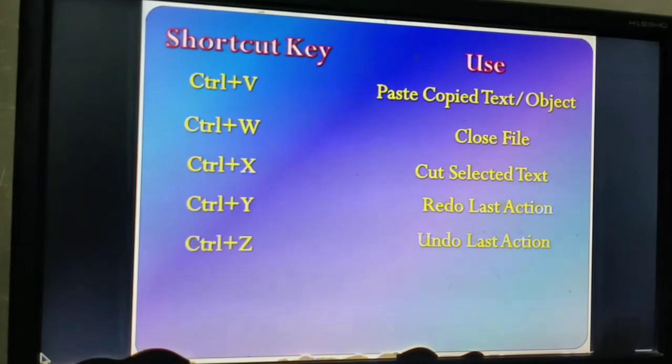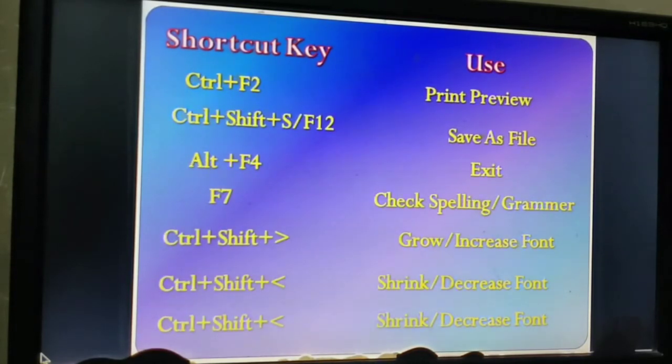Now let's discuss some other shortcut keys which are very useful in Microsoft Word. Ctrl plus F2 is used for print preview. If you want to see how your file will look after the printout, you can check the print preview using Ctrl plus F2. And to close the print preview screen, you can use the same shortcut.